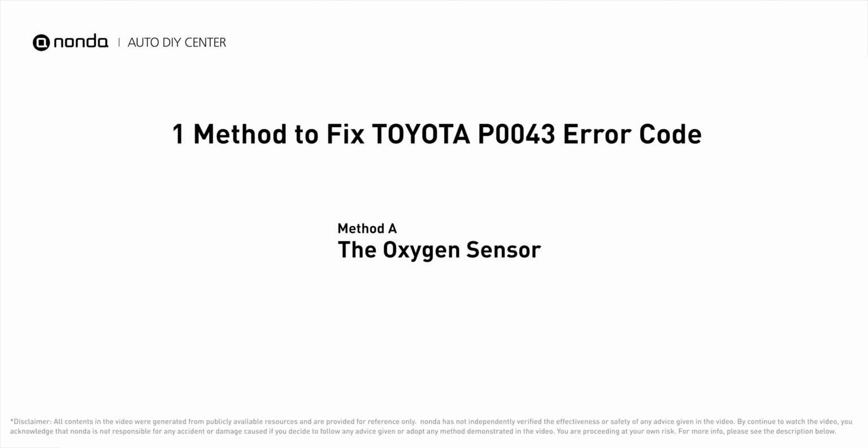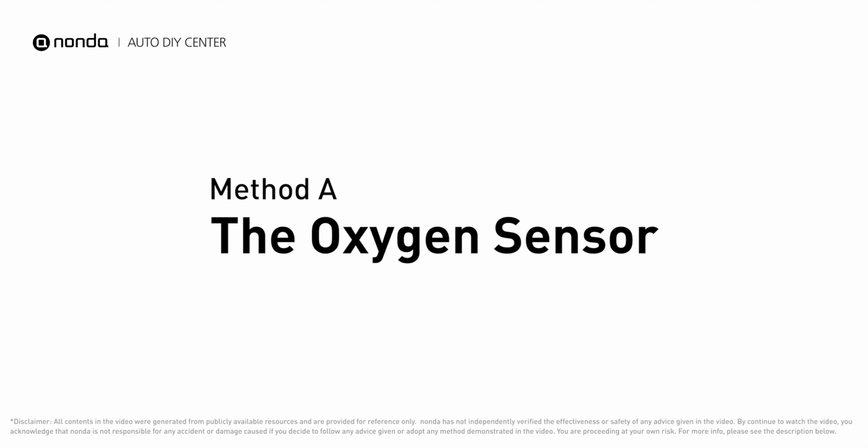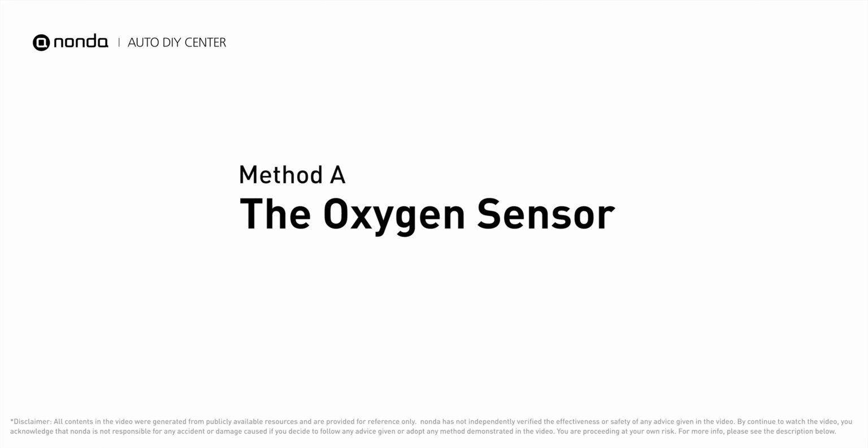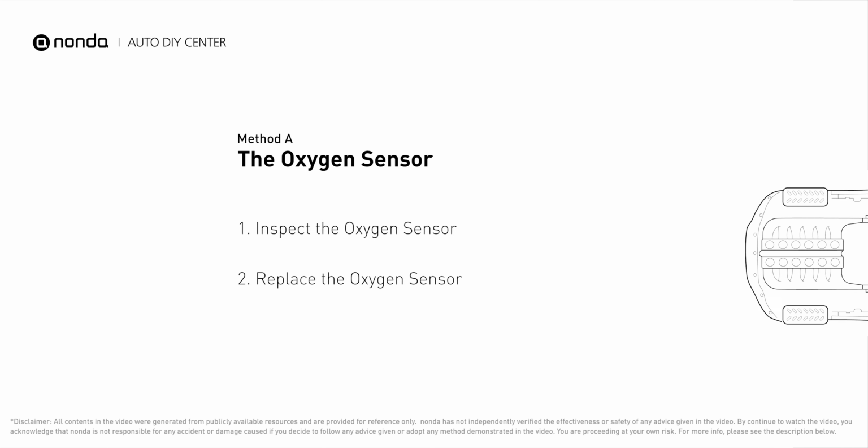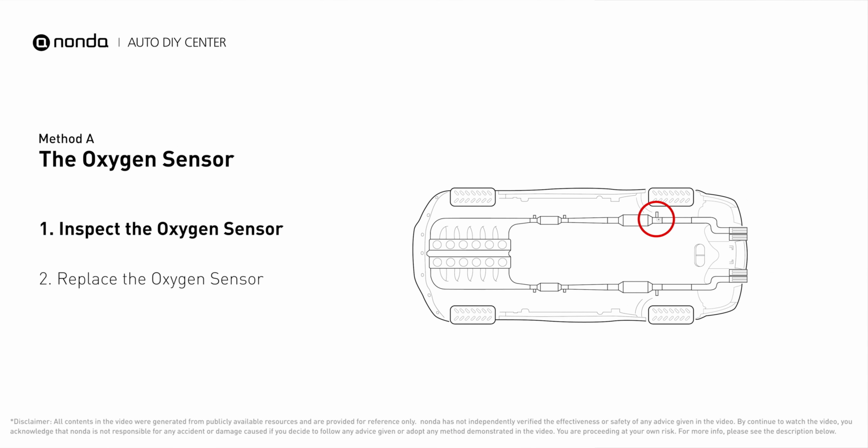Here is one of the most practical solutions to fix Toyota's P0043 error code. Method A, the oxygen sensor. This oxygen sensor is located right after the catalytic converter. Bank 1 is on the side with the cylinder number 1. Sensor number 3 is downstream of the last catalyst in the exhaust system.